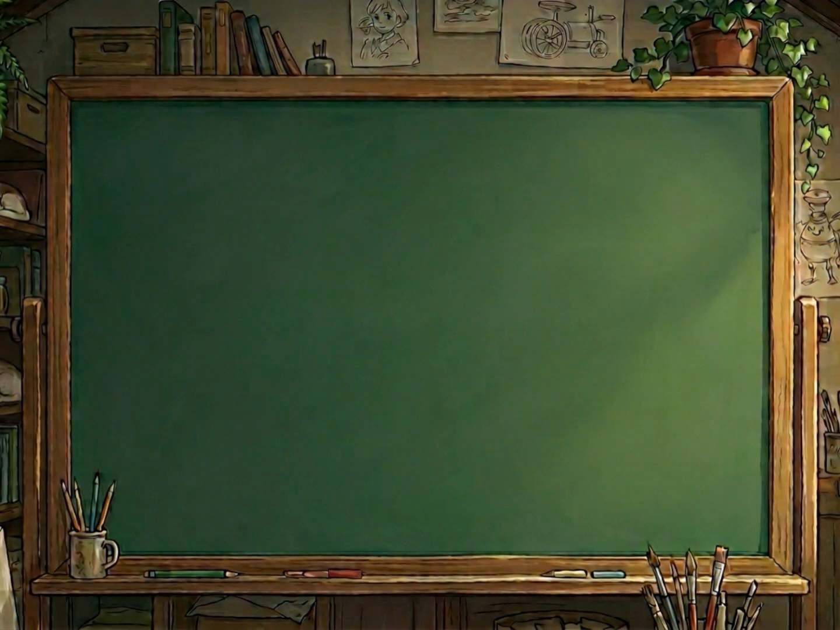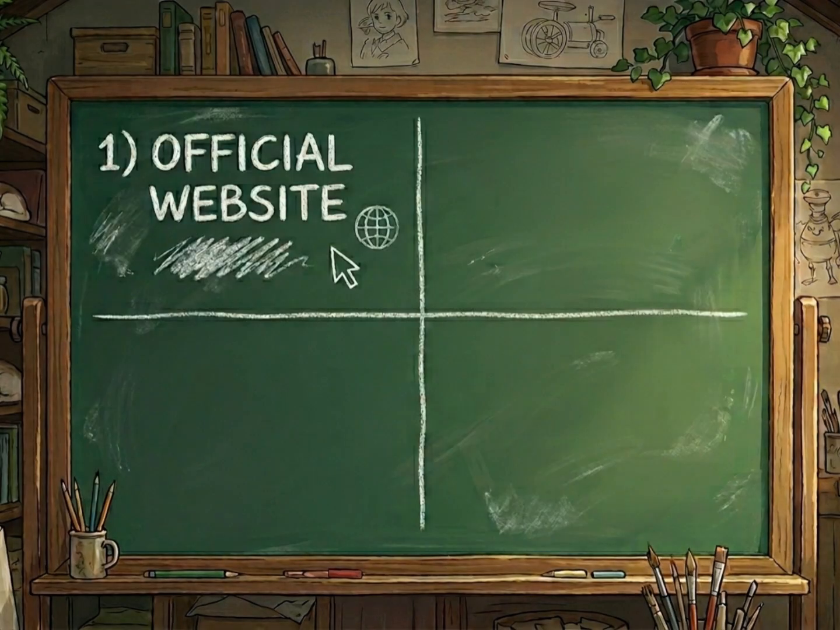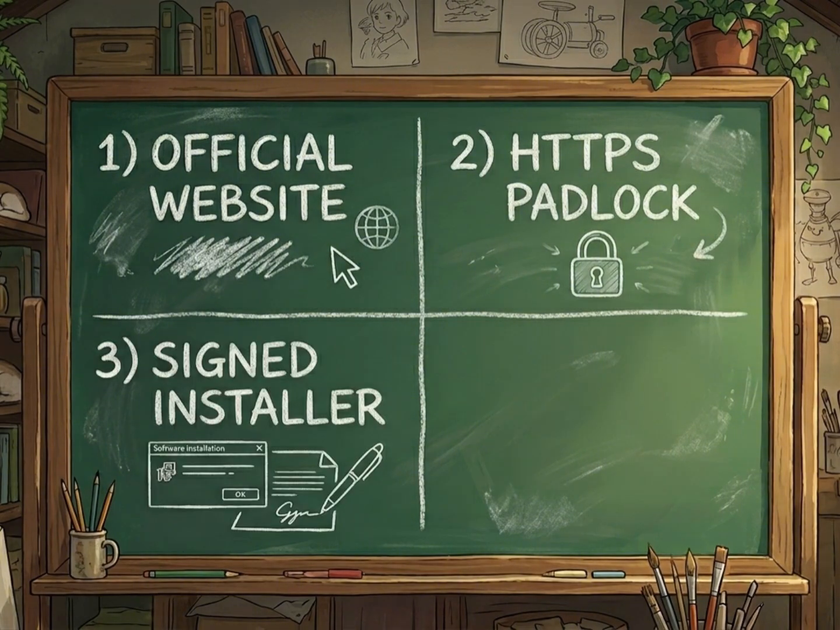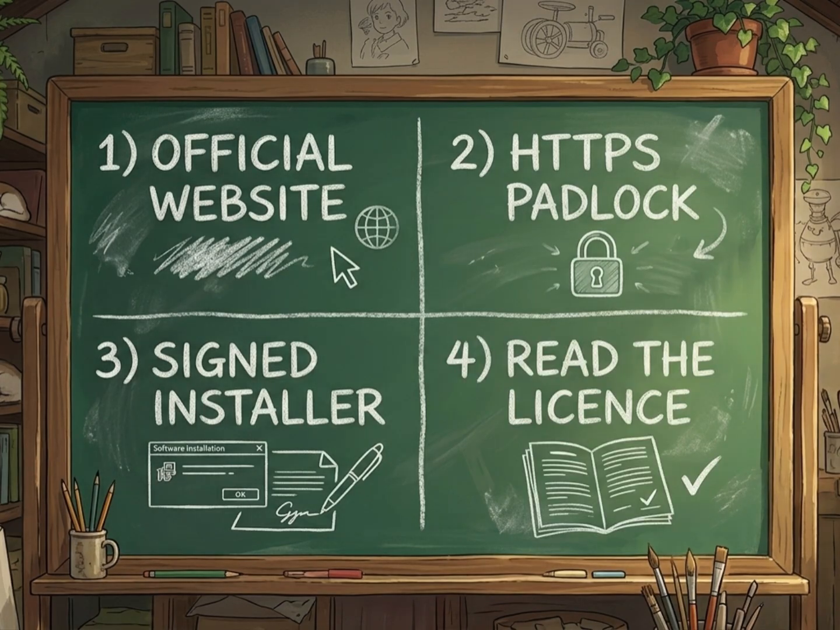Before installing anything: 1. Official website. 2. HTTPS padlock. 3. Signed installer. 4. Read the license. Follow these 4 steps and you'll avoid 99% of software problems.